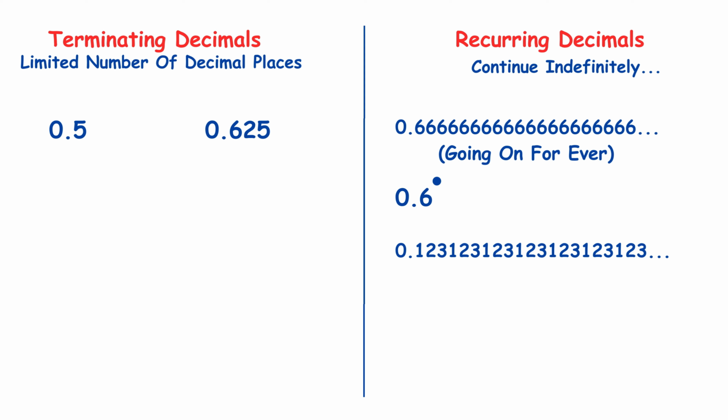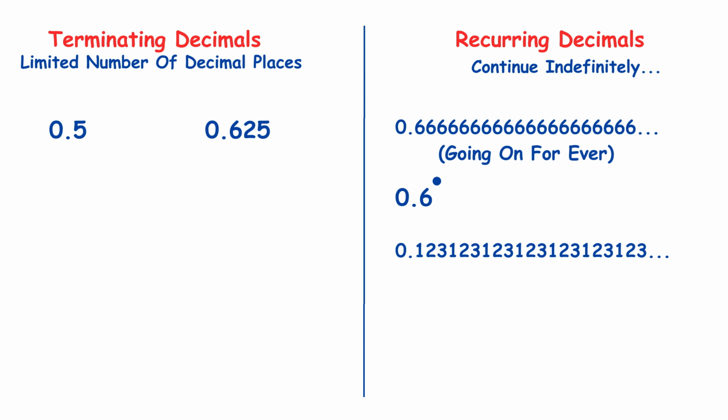On the other hand, recurring decimals go on forever without ending, but they follow a repeated pattern. For example, 0.6666 continuing endlessly is a recurring decimal. Since writing out infinite sixes would take forever, we have a shorthand method. We put a dot above the digit that repeats. So for this one, you would just write 0.6 and place a small dot above the 6 to show it keeps repeating.